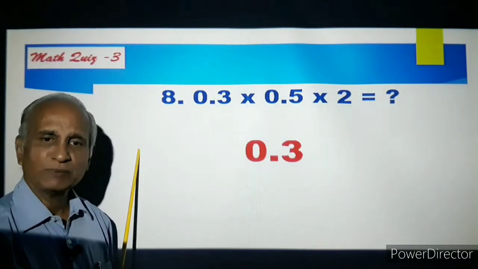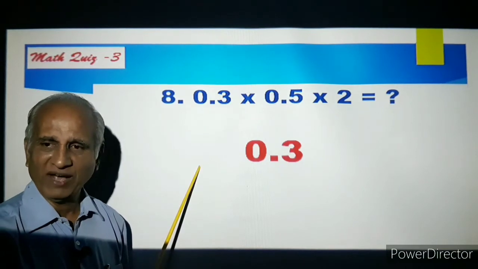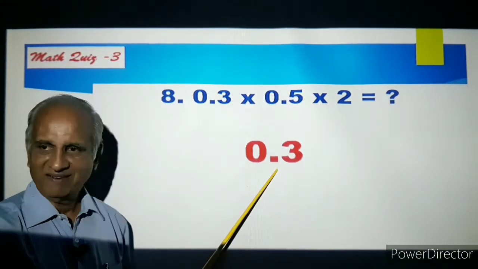How much is it? It is 0.3. 0 won't have any value there. 0.3 is the answer.